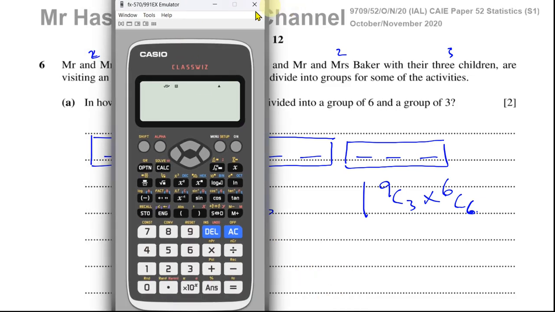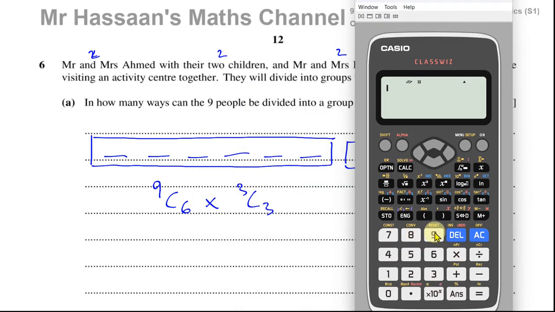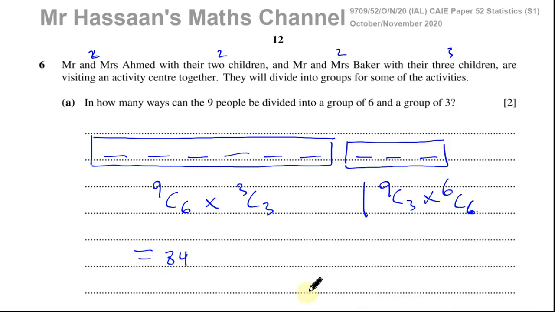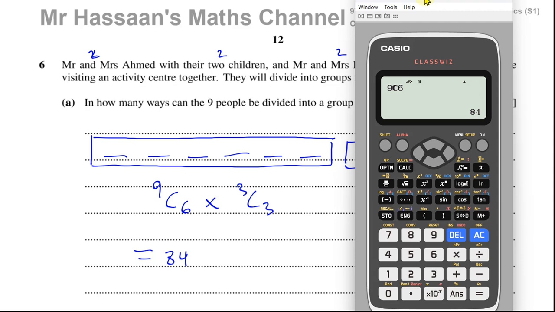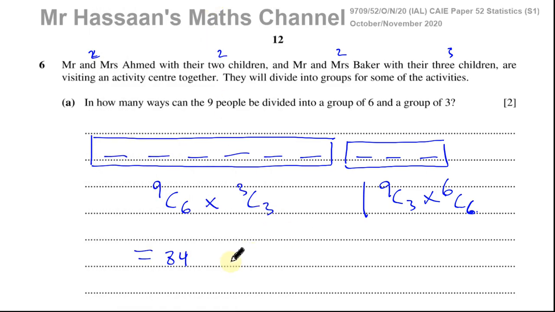So here we have 9C6 equals 84. Of course, 3C3 will be 1 anyway. So the answer is going to be 84. And we can see that even if we did it the other way around, 9C3 also gives us the same answer, 84. And of course 6C6 gives us 1. So the answer for the first question is 84. There's 84 ways that can happen.